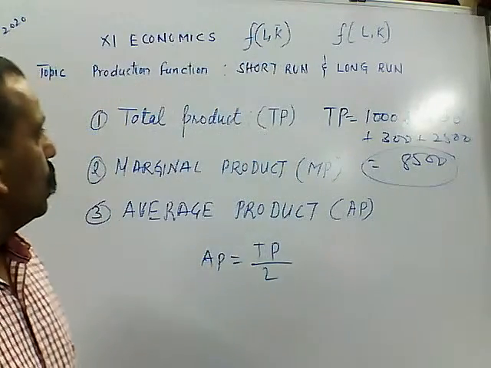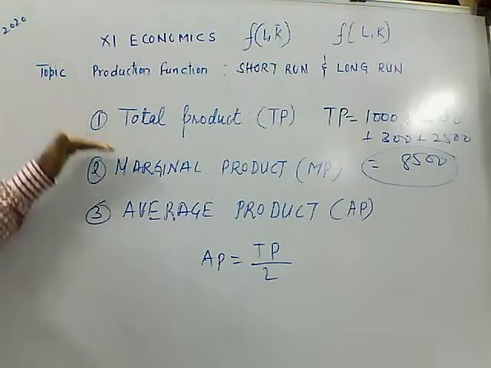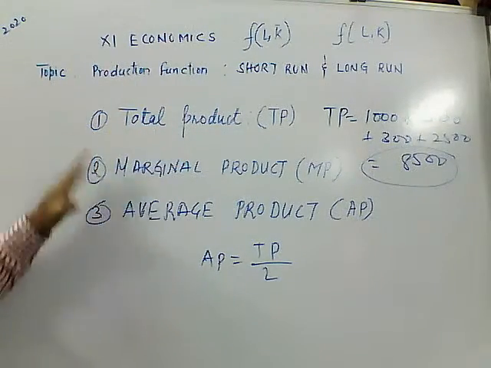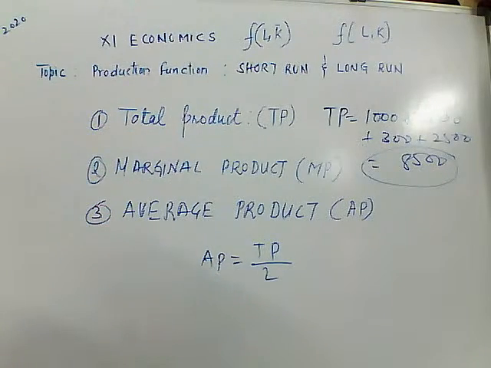So I taught you about total product, marginal product, and average product. So three categories of product are there: total product, marginal product, and average product.